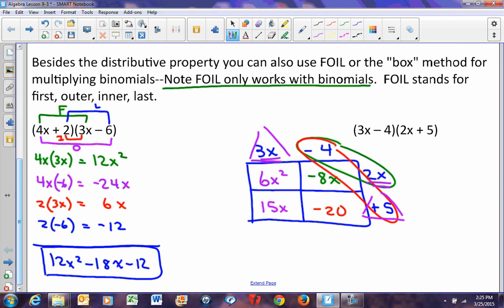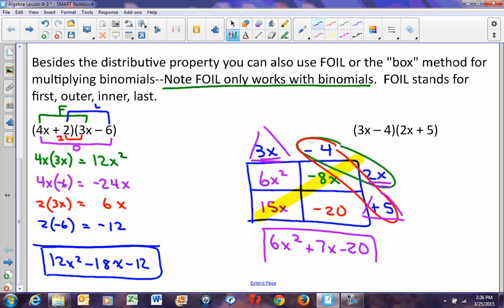And then you simplify. I have 6x squared minus 8 and plus 15, because normally the terms you have to simplify are in the middle here. Okay? So negative 8 plus 15 is 7. So I have 6x squared plus 7x minus 20. No matter which method you do, you should still get the same answer.